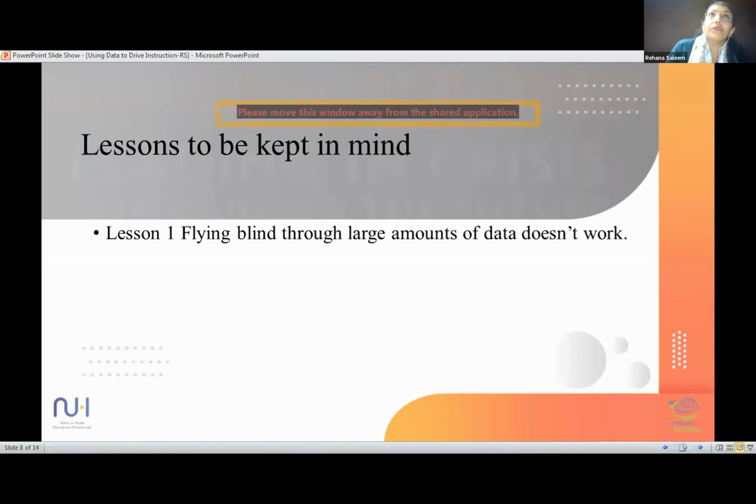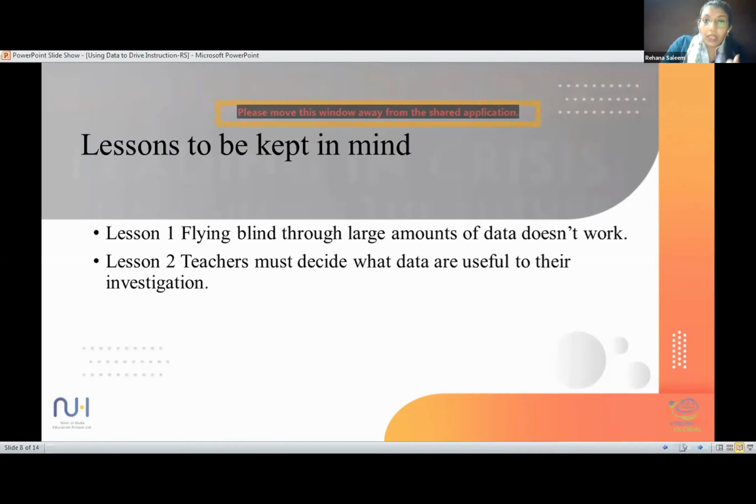But if I'm just getting data from everywhere, talking to parents, gathering admission forms, gathering the attendance sheet, but I'm not being specific and I'm not analyzing the data, it's not going to help me then. I need to be focused. Why am I gathering this data? Why do I need this data? Teachers must decide what data are useful to the investigation.